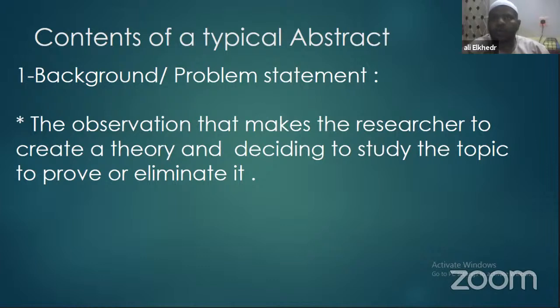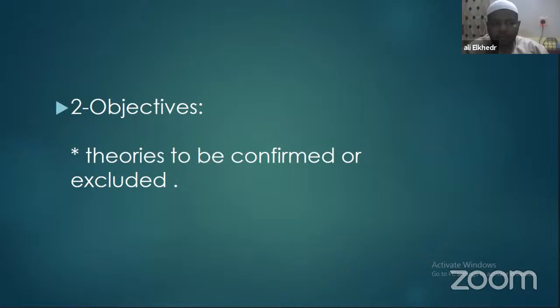For example, as I have mentioned, an association between a symptom and a condition, or a relationship between a drug and a side effect, and so on. These are different observations you may encounter during your practice. You write this under the title, background statement. I will show you examples at the end of this session to make it more clear for you. The next title is objectives.